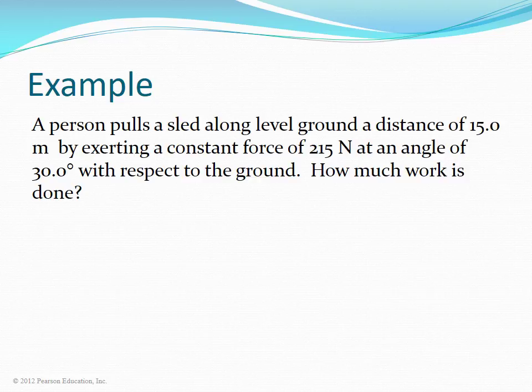A person pulls a sled along level ground a distance of 15 meters by exerting a constant force of 215 newtons at an angle of 30 degrees with respect to the ground. How much work is done?